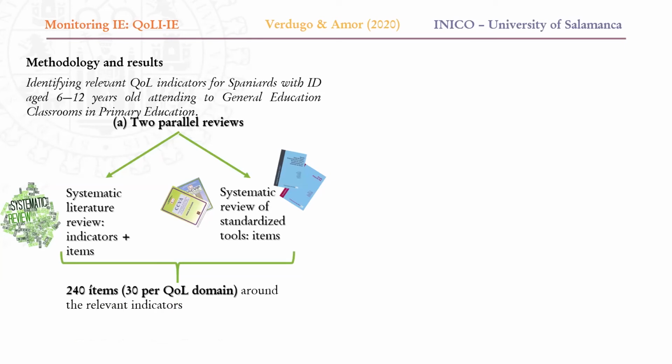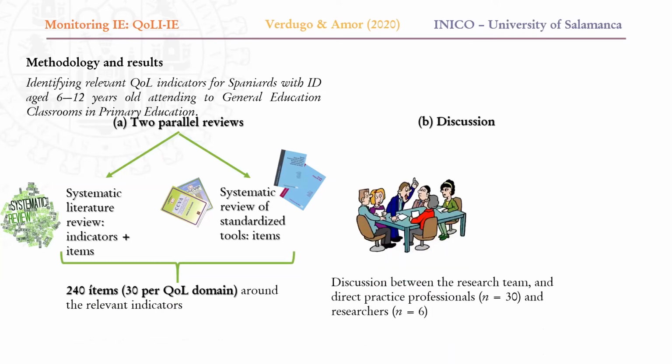In a second moment, we maintained a series of discussions with direct practice professionals, mainly teachers and support staff working with children with intellectual disabilities, and also with researcher experts in quality of life and inclusive education. It was an iterative process in which we discussed the pertinence of the items that we had generated in the previous step regarding the goal of the future tool. Once the discussion finished, we made an initial reduction from 240 to 154 items.